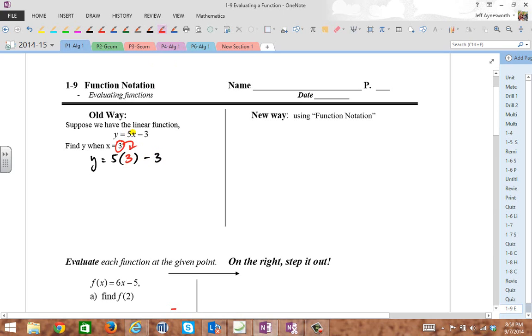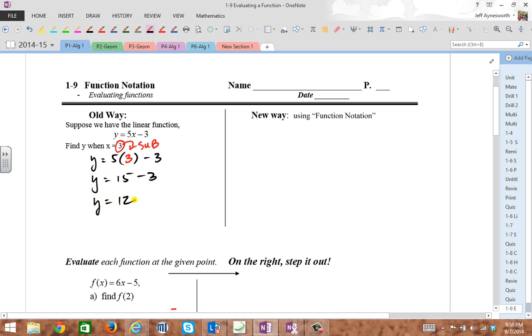5x means 5 times x. So you want to take 5 times your x value minus 3 and substitute that in. SB stands for substitute. Let's follow the order of operations. 5 times 3 is 15, so y is equal to 15 minus 3, and obviously that's 12, so y is 12.